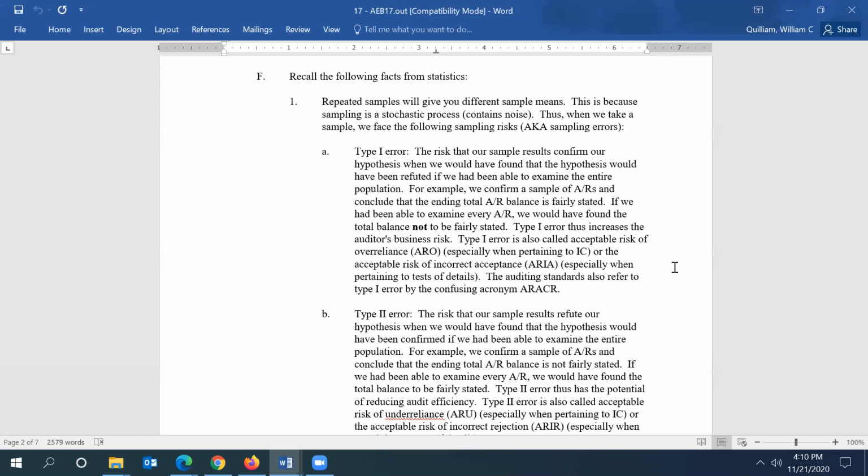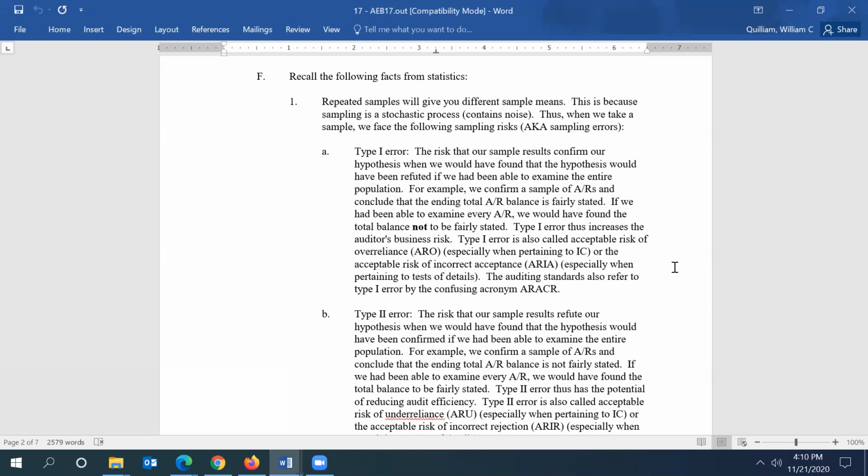So in our case, with sampling accounts receivable, we confirm a sample of them. We conclude that the ending total account balance is fairly stated. However, had we been able to examine every account receivable, we would have found the total balance not to be fairly stated. So again, sample is good, population's not. Type 1 error thus increases the auditor's business risk.